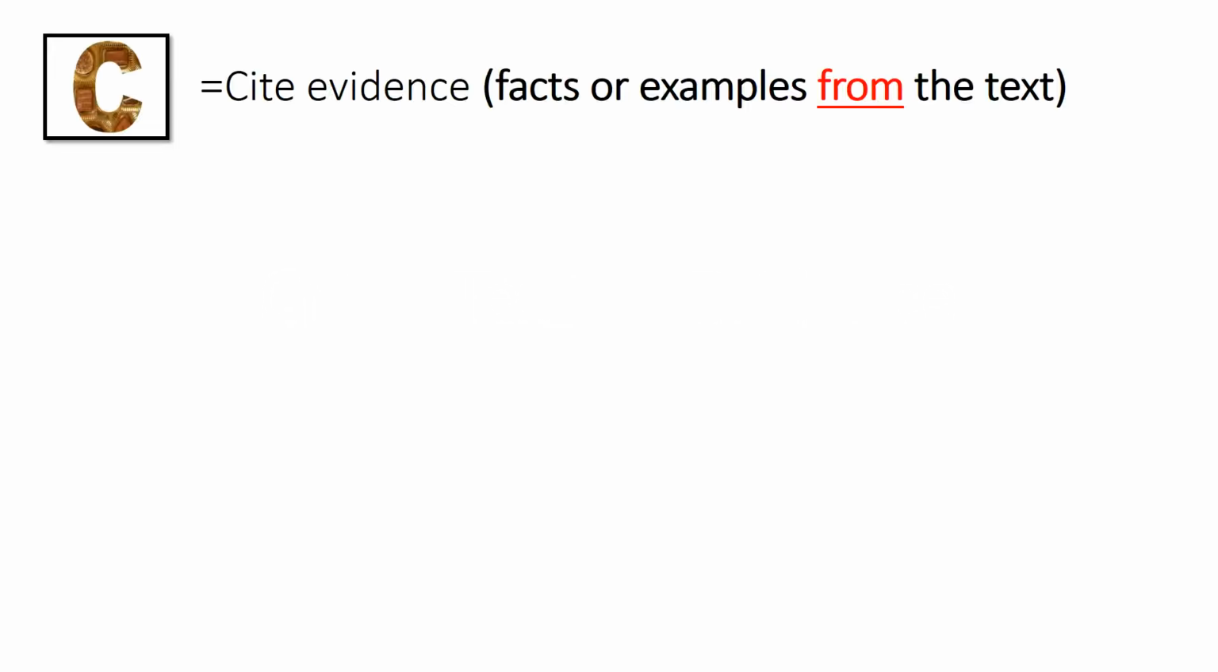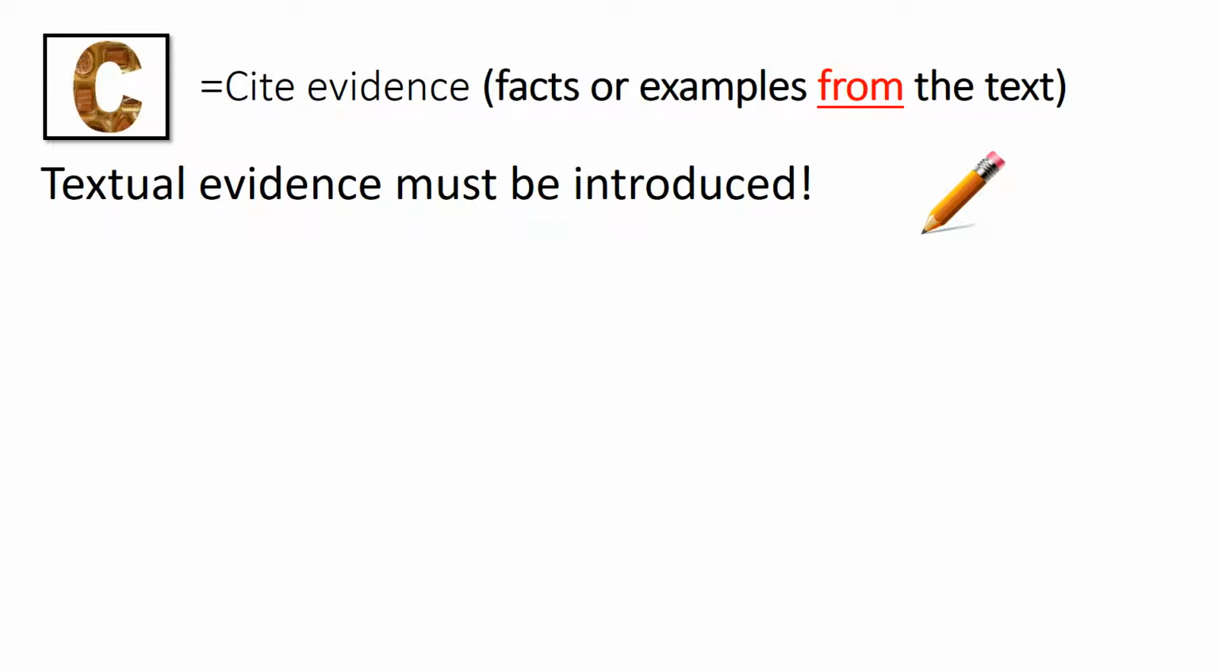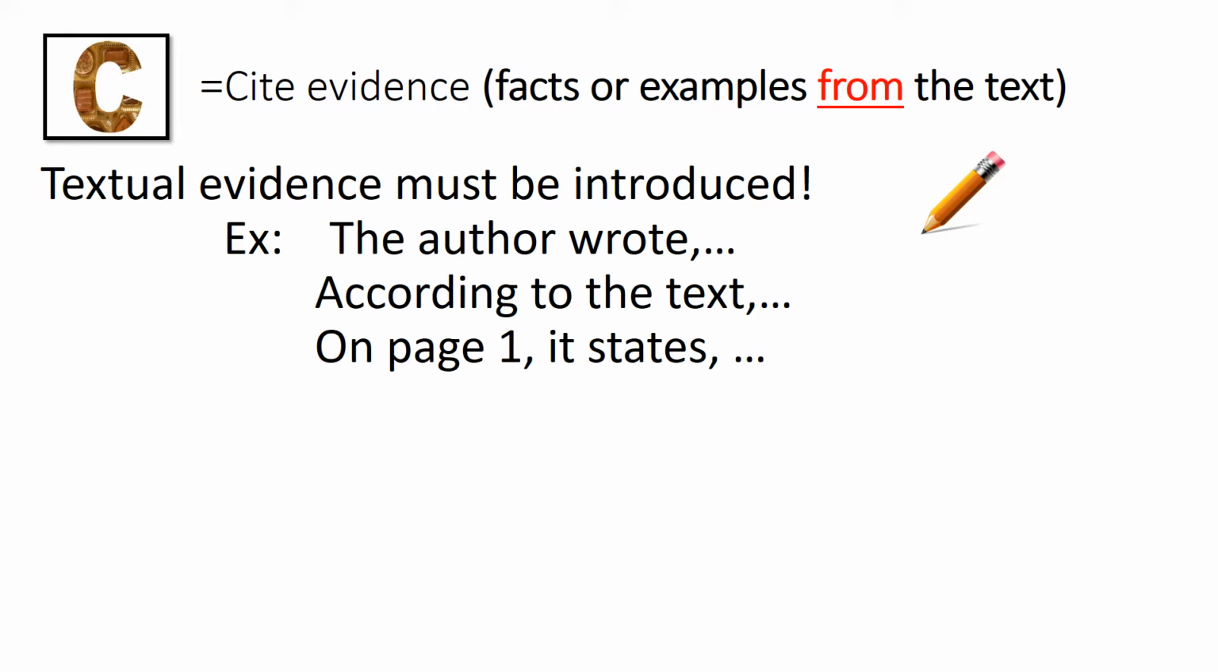So when we cite evidence, we are taking facts or examples from the text to support a claim that we have made. Before you cite textual evidence, it has to be introduced. An example would be "the author wrote," "according to the text," "on page 1 it states." There are numerous ways that you can introduce text, but you absolutely have to do it. You cannot just start citing evidence without letting the reader know that the information you're presenting to them is no longer your own words.